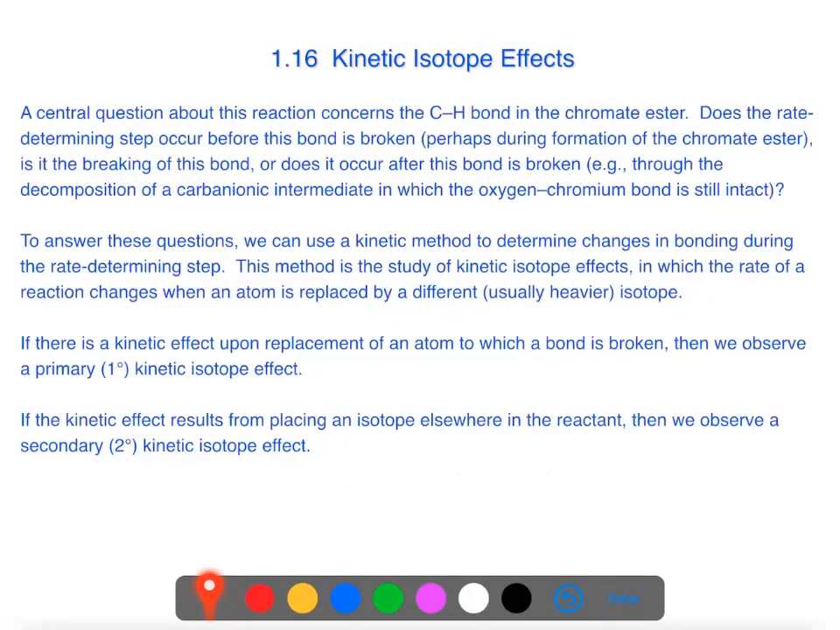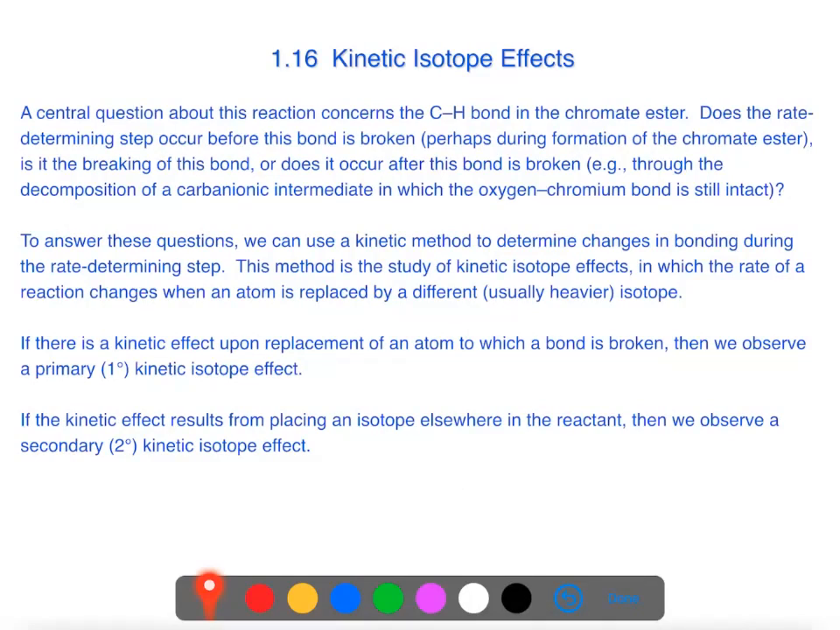So a central question about this reaction concerns the CH bond in the chromate ester. Does the rate-determining step occur before this bond is broken, perhaps during formation of the chromate ester? Is it the breaking of this bond? Or does it occur after this bond is broken? For example, through the decomposition of a carbanionic intermediate in which the oxygen-chromium bond is still intact.